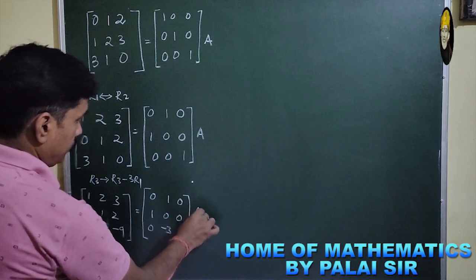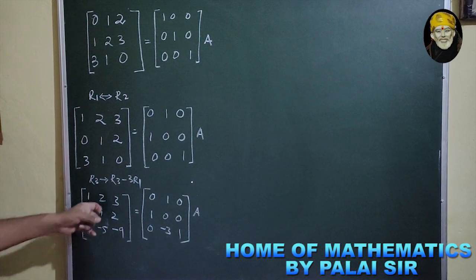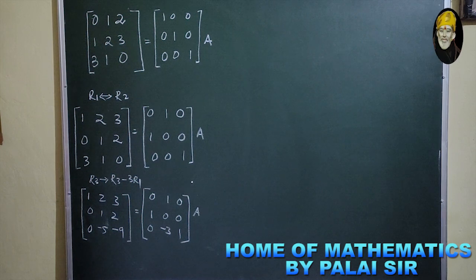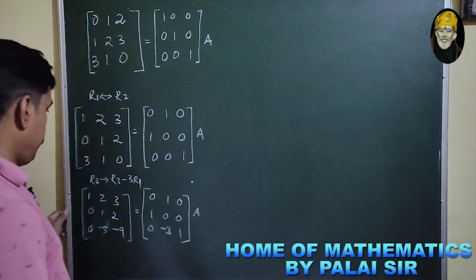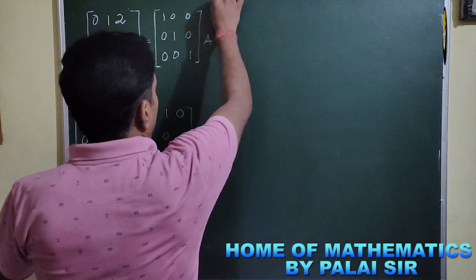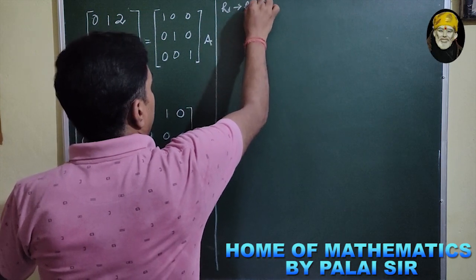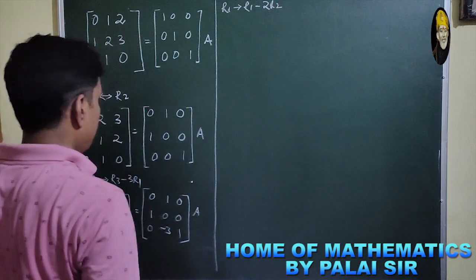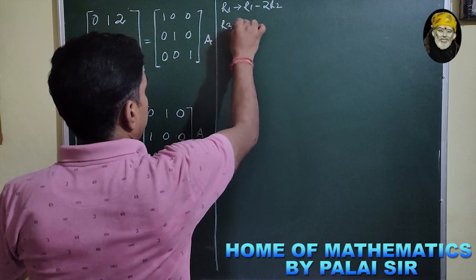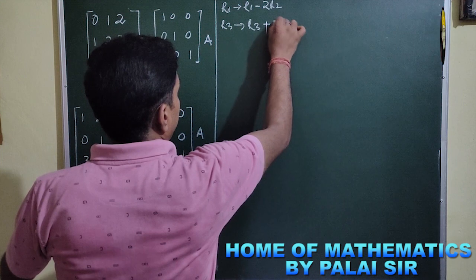This into A. So next, you have to make this one as 0. To make this one as 0, what you have to do? You multiply 2 with this second one. And you have to make this one also 0. So here you write R1 equal to R1 minus 2R2 and R3 equal to R3 plus 5R2.